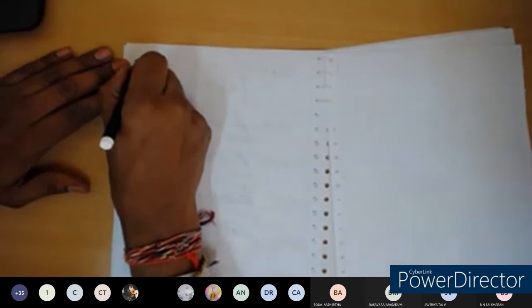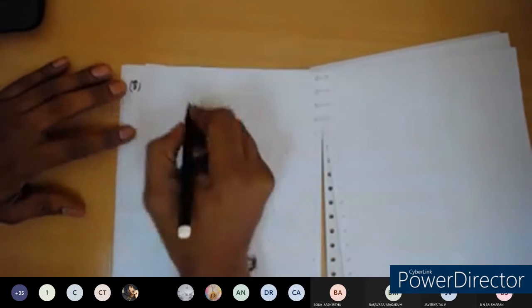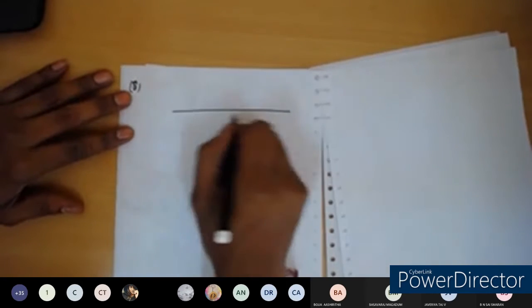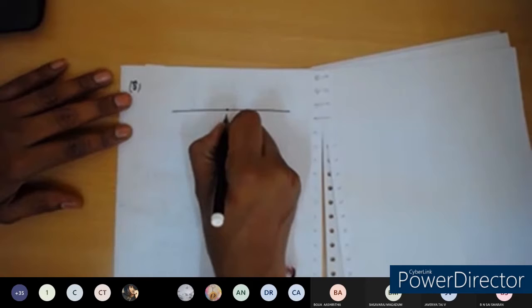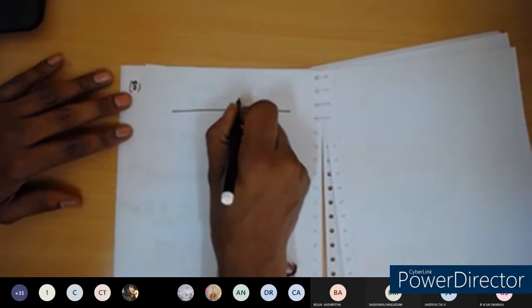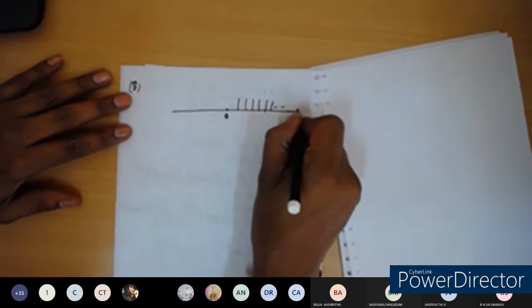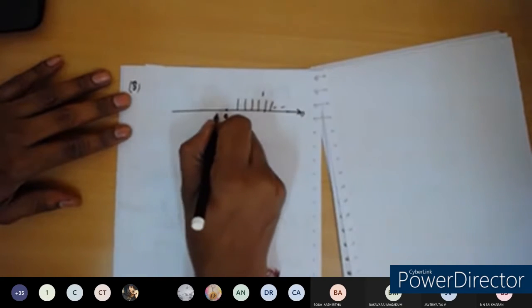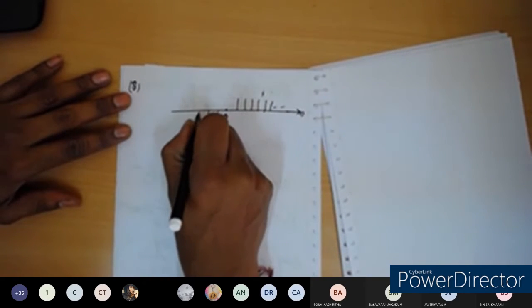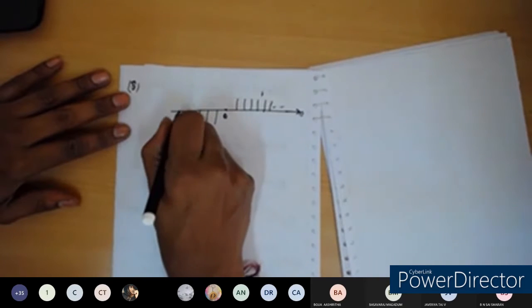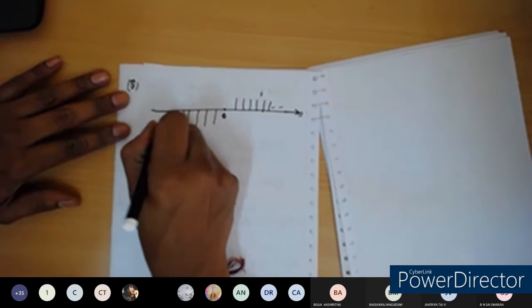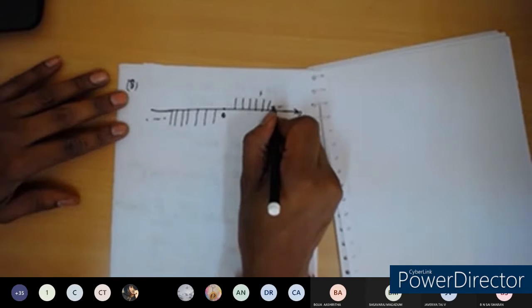So take problem number 8. Here the sequence x of n is given in terms of waveforms. For n equal to 0, it is 0. For n equal to 1, 2, 3, 4, 5, 6 up to infinity, this has the value 1. And for n equal to minus 1, minus 2, minus 3, minus 4, minus 5 up to minus infinity, the dotted lines denote that it continues.